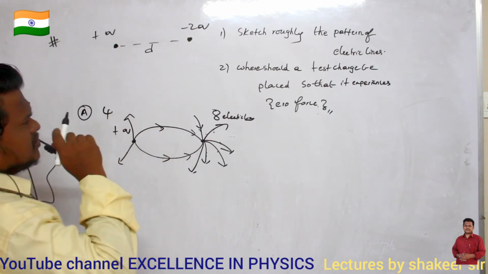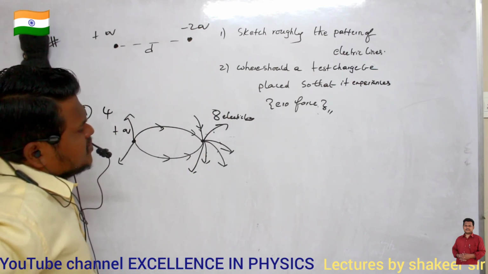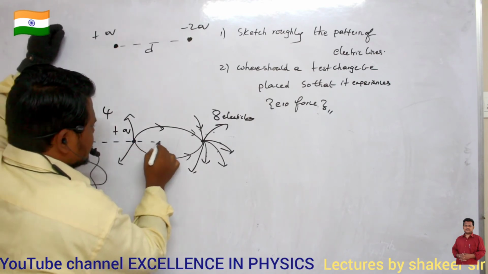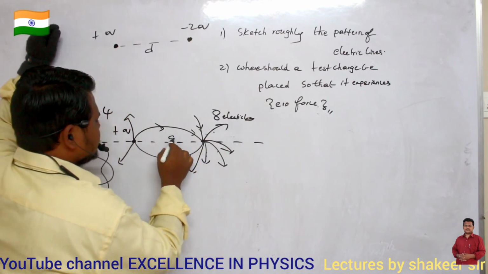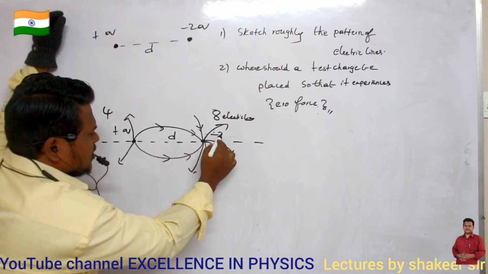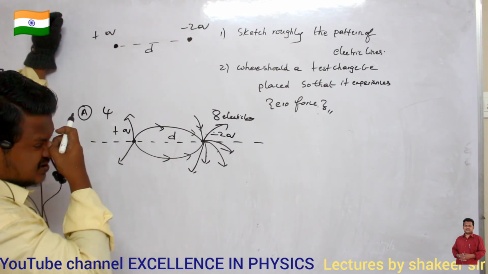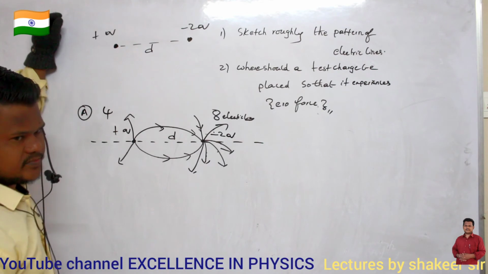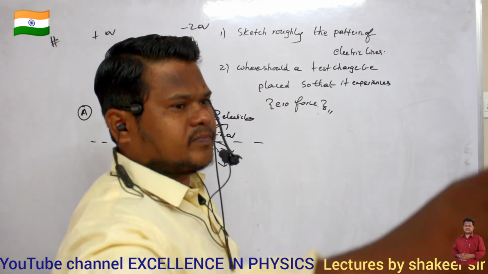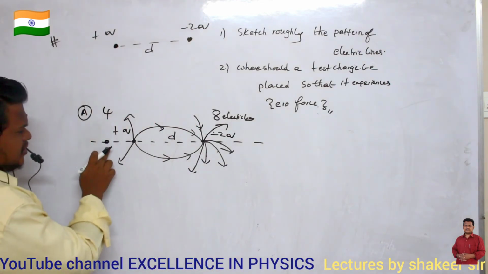Clear? So the next question is, where should a test charge be placed so that it experiences zero force? Clear? So this is the line joining the 2 charges, no? And what is the distance between them? The distance between them is d. So this is plus q, this is minus 2q. Now can you say where I have to place a test charge so that it experiences zero force? What is meant by experiencing zero force? So definitely the point should be here, no? Why should the point be here?